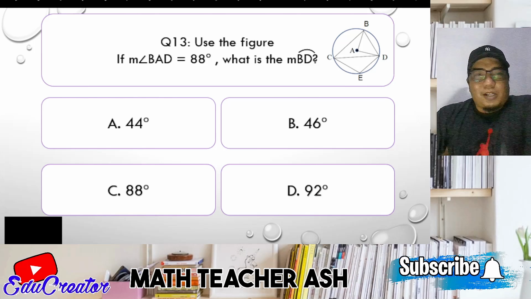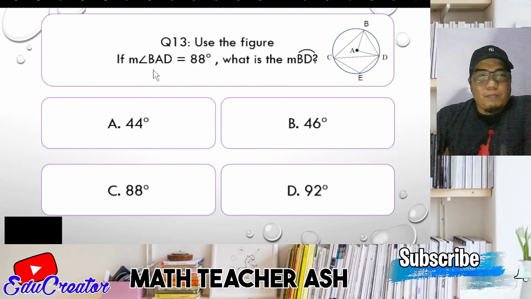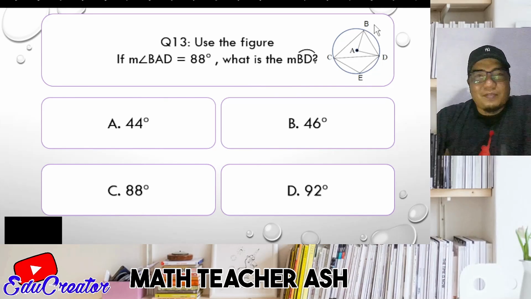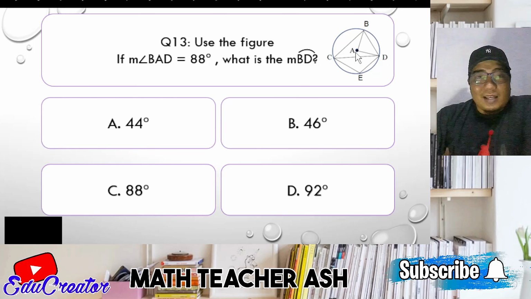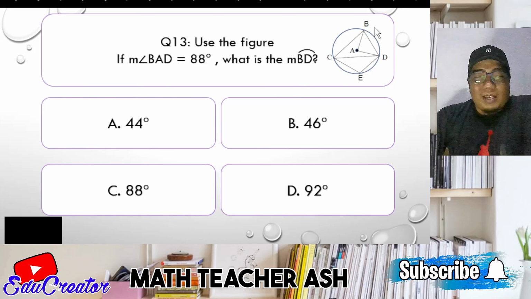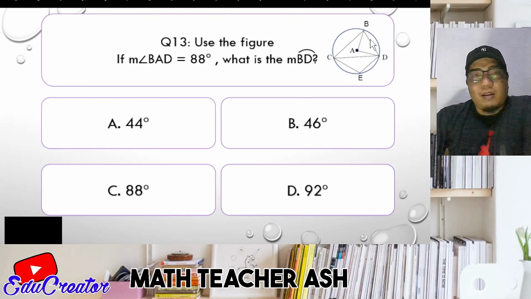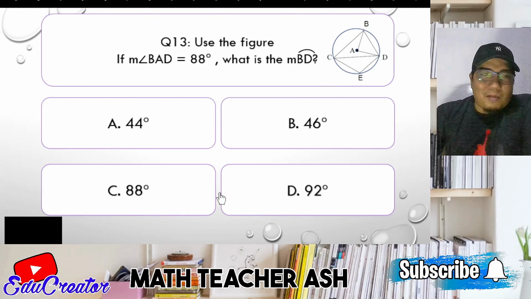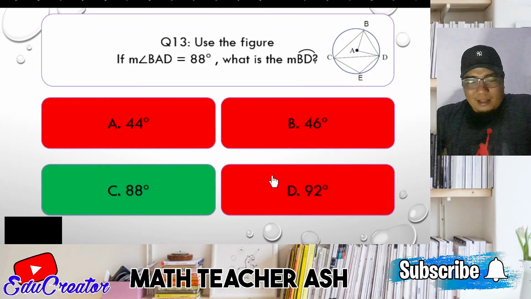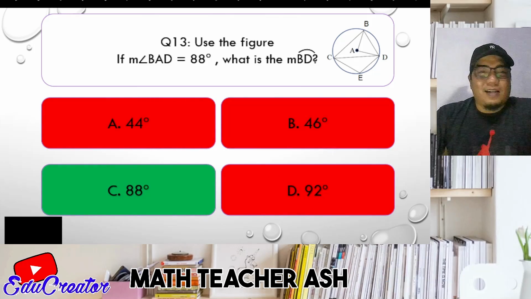Okay, math learners, as you can see here, we have a given BAD, and that is what kind of angle? Alright, very good. That is a central angle. So, according to the rule, the central angle is equal to the intercepted arc. So, ang tinatanong dito is BD, right? So, yung intercepted arc. So, if BAD is 88, then, ano ang BD? So, they are just the same. Okay, so the answer is letter C. Ayun, my dear math learners. Napakadali lang ng question na ito.